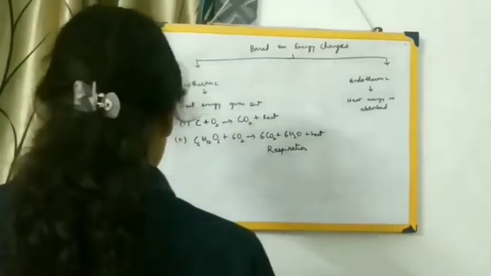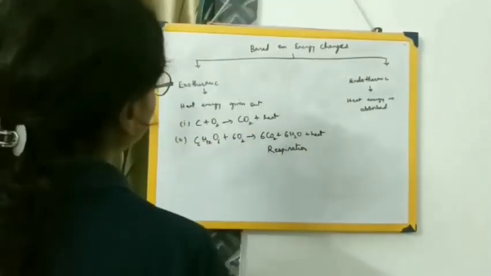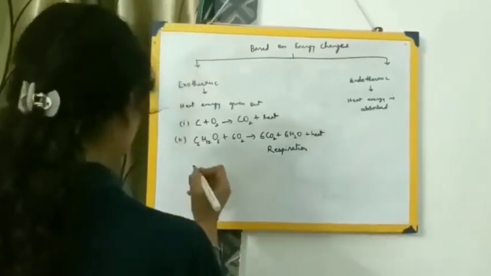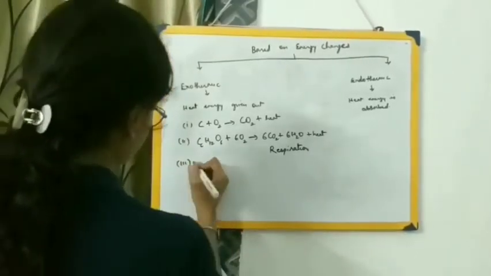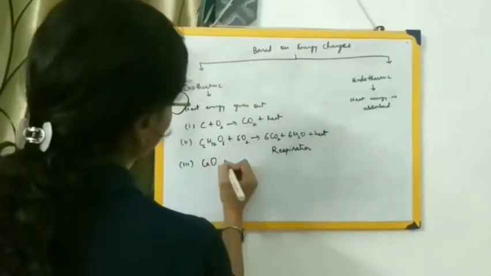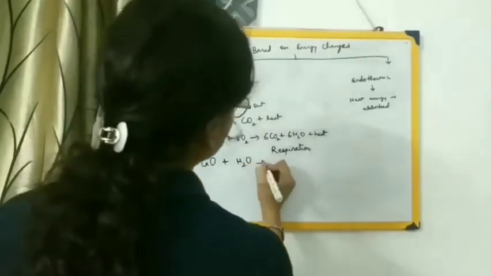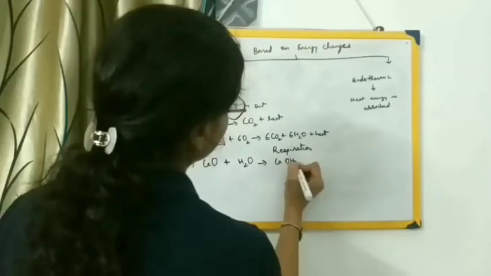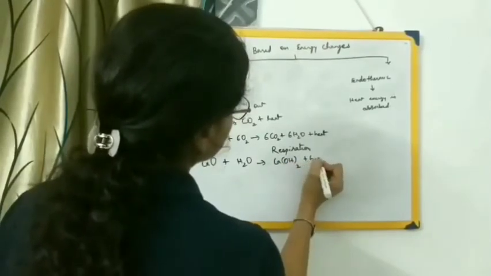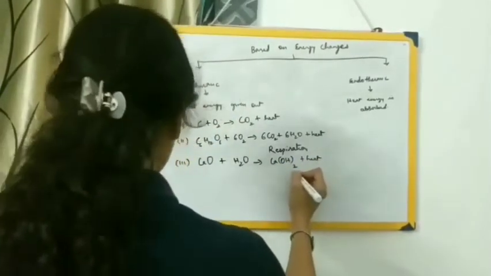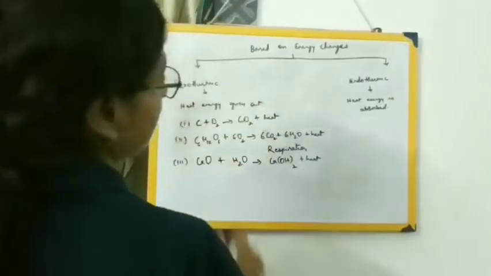Then, so these are certain examples of the exothermic reaction. We can have one more over here. There are several examples. It's not possible for me to write down all of them. There is calcium oxide reacting with water molecules, forming calcium hydroxide, and heat that has been released in this reaction. So this is the exothermic reaction.